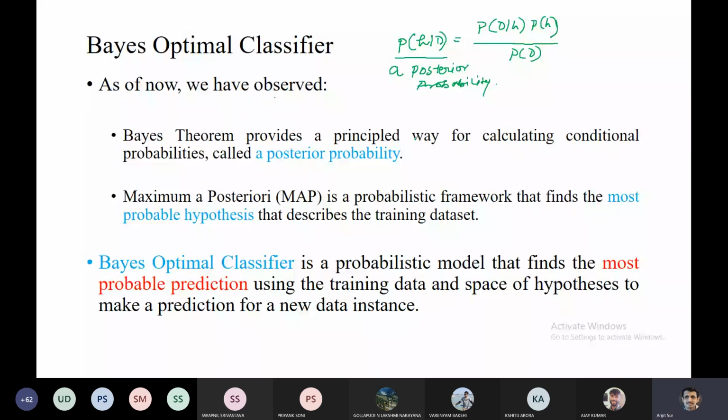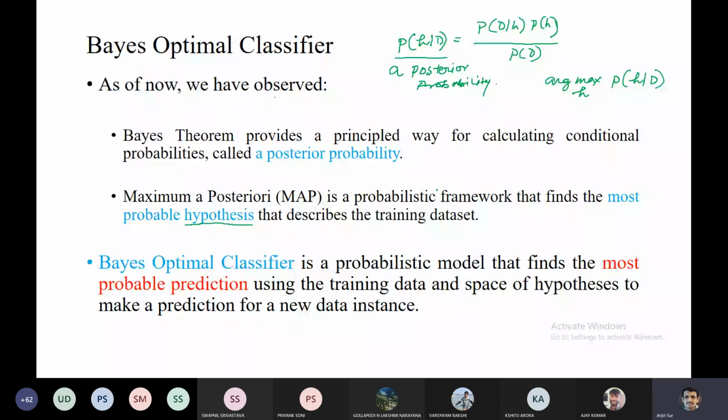And then we'll see the MAP. The maximum a posteriori is a probabilistic framework that finds the most probable hypothesis that describes the training data set. So basically we get the argmax of H, that is P of H given D, kind of thing. So this is the MAP. But here you see that we are trying to find out the most probable hypothesis.